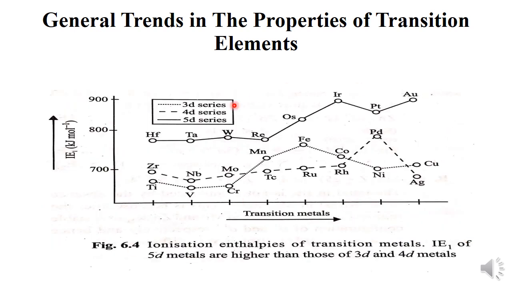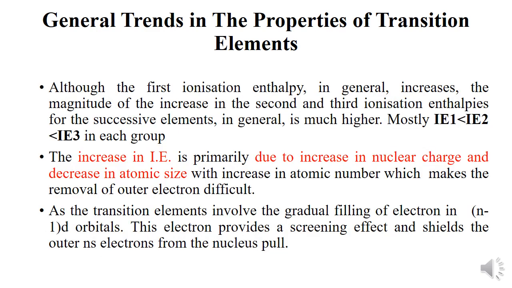As it is clear from this picture also, no doubt there is an increase in the ionization enthalpy as we move left to right in a series. But this increase is not a regular one. There is just a small increase in the ionization enthalpy. Although the first ionization enthalpy in general increases, the magnitude of increase in the second and third ionization enthalpies for the successive elements in general is much higher. Okay? No doubt first ionization enthalpy increase हो रही है, but the second, third and so on ionization enthalpies will always be higher in magnitude as compared to the previous one.